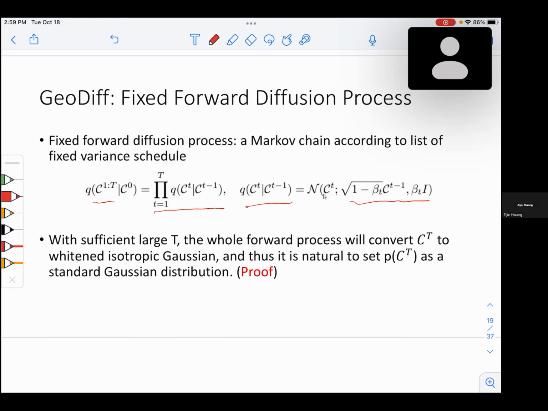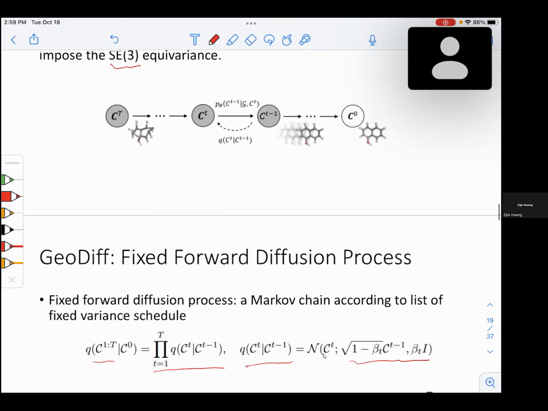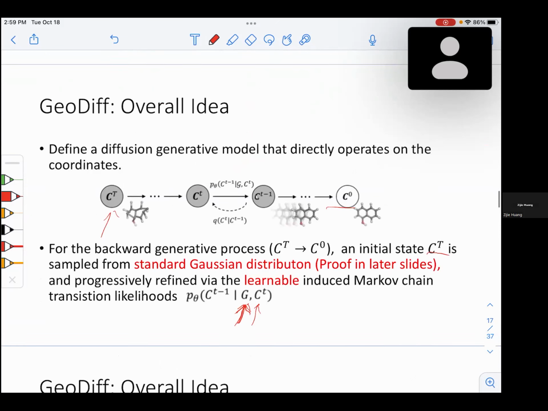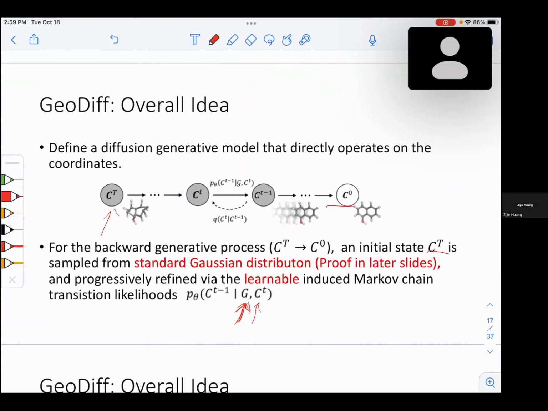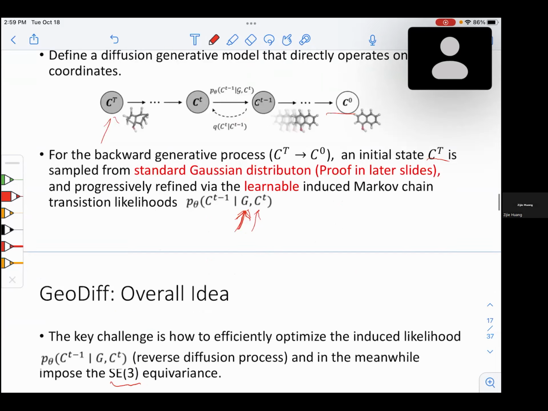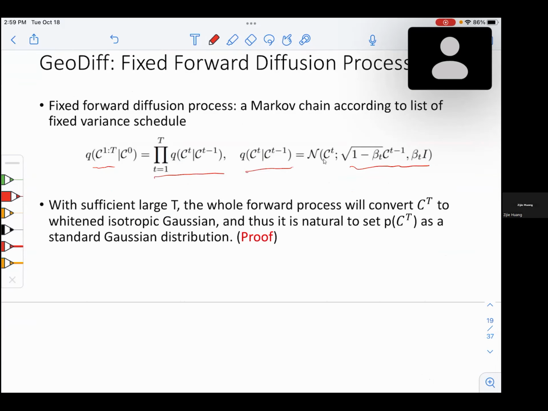So here what I want to show is that, as I mentioned in the overall framework, for the backward generative process, we will sample the CT from the standard Gaussian distribution. This is because, with sufficiently large T and following this formula, the forward process will eventually convert this CT to a white isotropic Gaussian, and thus it is natural to set this p(CT), when we do the reverse diffusion process, as a standard Gaussian distribution.